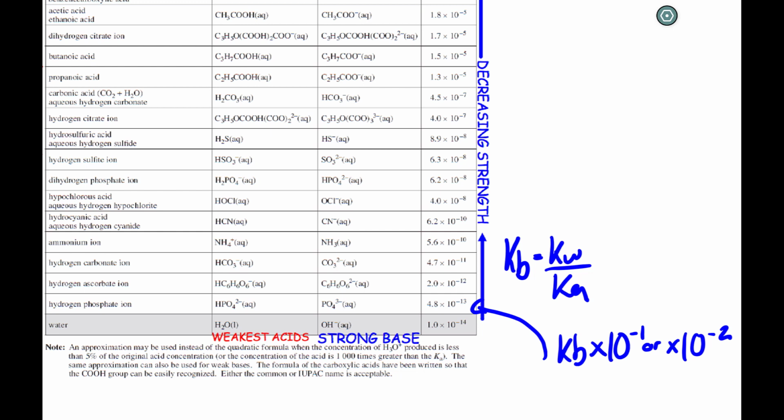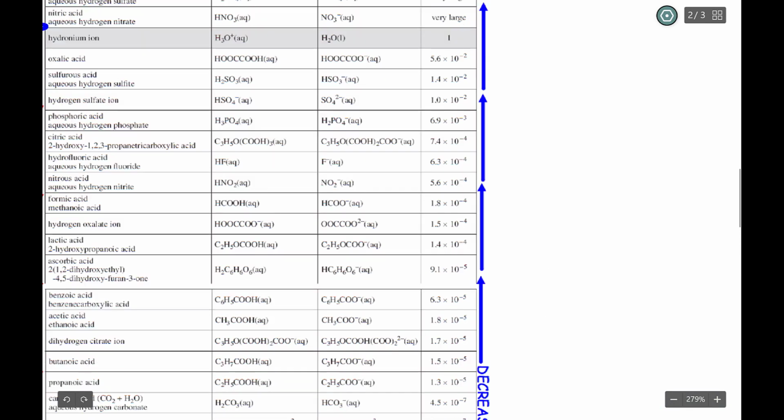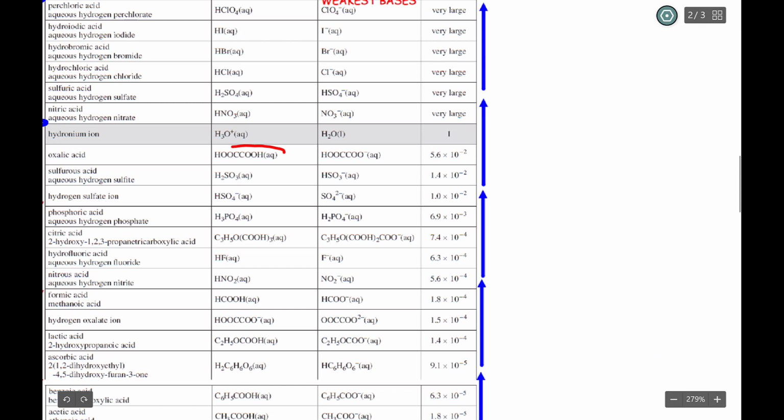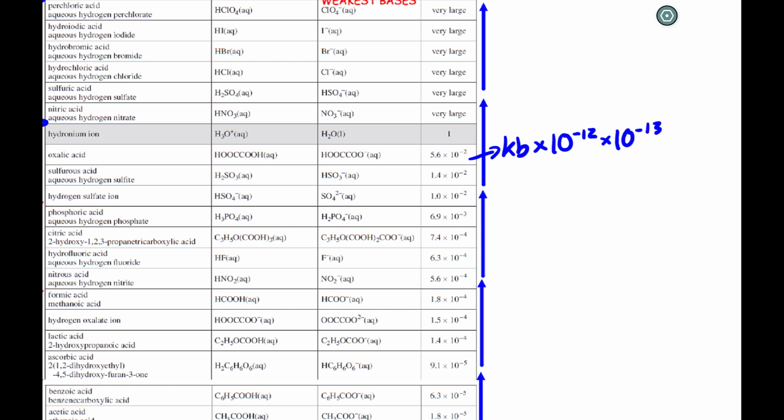So keep this in mind. If you have a really weak acid, this is the weakest acid other than water on this table, your conjugate base is very strong. This is essentially the strongest, weakest base. Conversely, if you have a very strong weak acid, which HOOCCOOH is, then you have a very weak conjugate base. The conjugate base here is going to have a Kb somewhere in the region of times 10 to the negative 12 or times 10 to the negative 13, something like that. That's just rough off the top of my head.